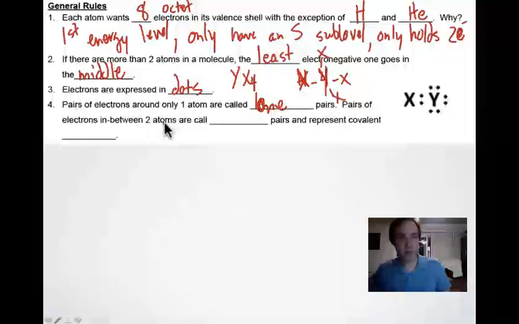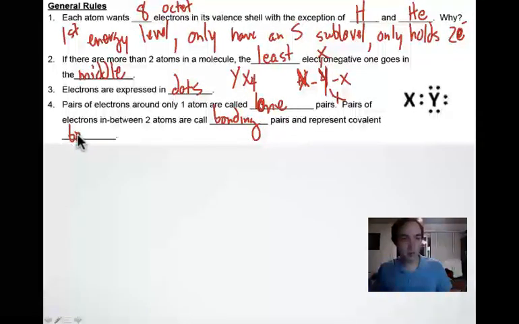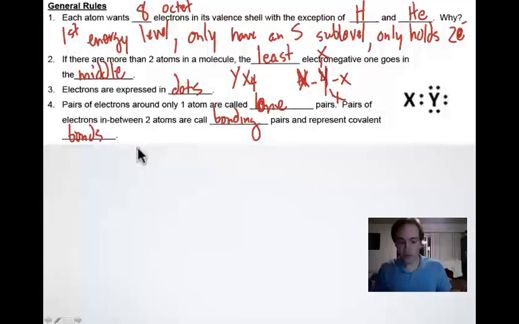And then pairs of electrons in between 2 atoms are called bonding pairs, and they represent covalent bonds. Easy enough. So what do those look like?